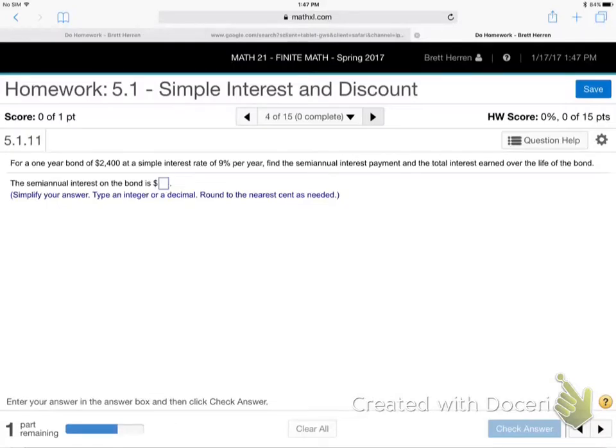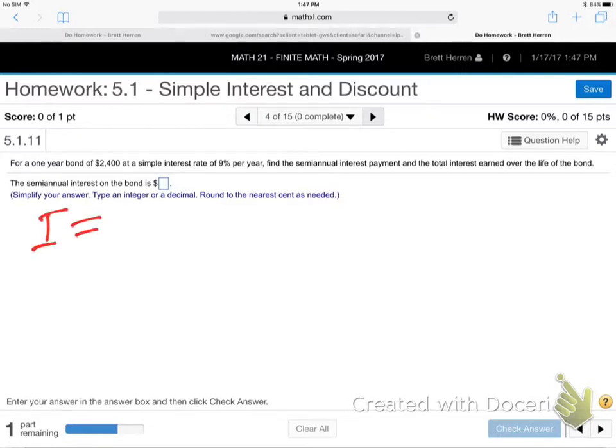Okay, so there we go. We're talking about a 1-year bond, $2,400 at a simple interest rate, 9% per year. Find the semi-annual interest. Now, what does that mean, semi-annual? Half a year. Semi is half, like a semicircle is half a circle. Semi-annual is half a year. And the total interest earned over the life of the bond. So they want to find interest at halfway and all the way.